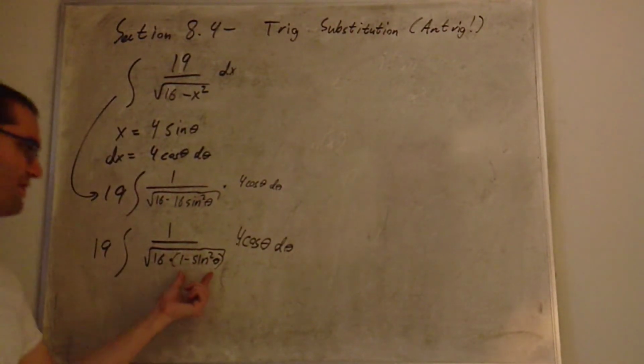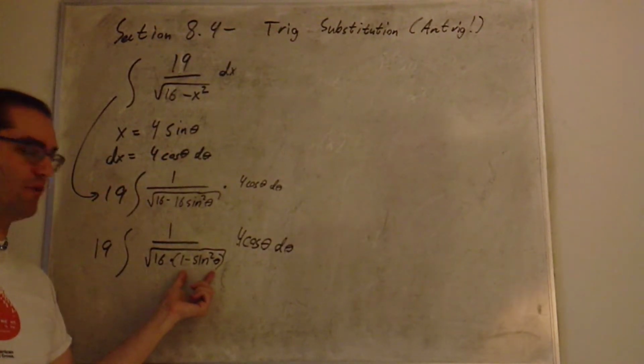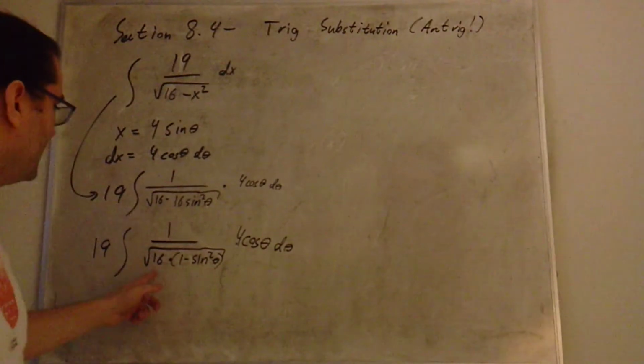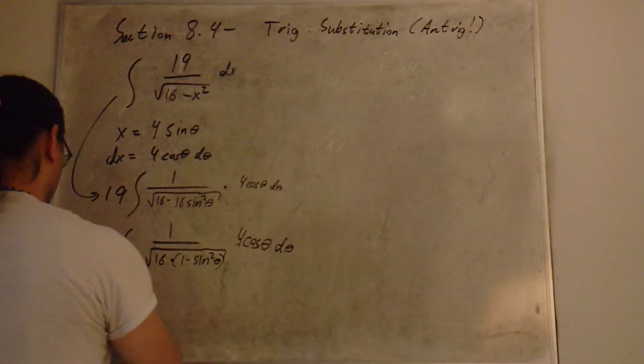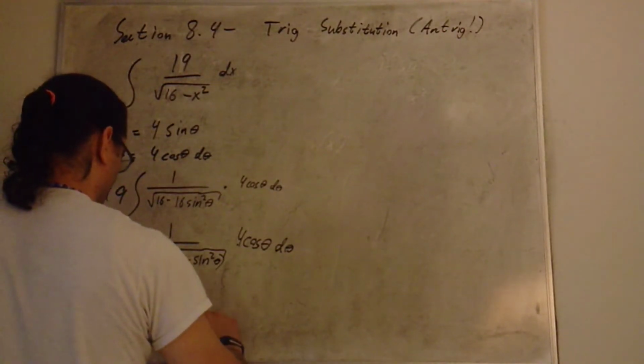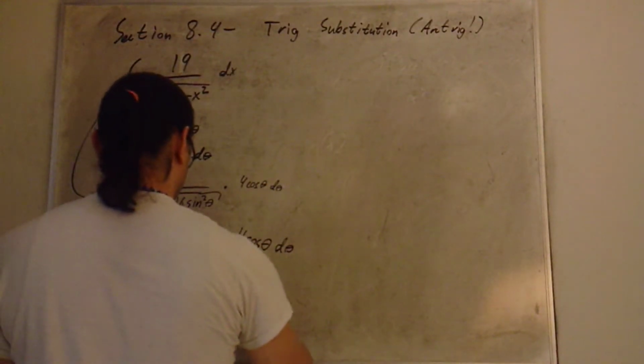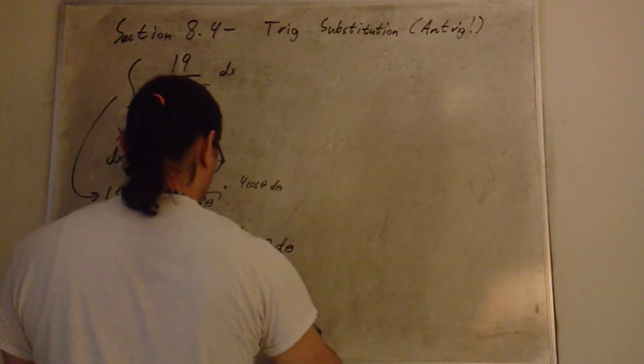So, I got the 1 minus sine squared that I was looking for. Now that I have this, I can swap it for a cosine squared. The 16 is going to hang out for now. 19 can also hang out. This is 1 over the square root of 16 cosine squared theta times 4 cosine theta d theta.